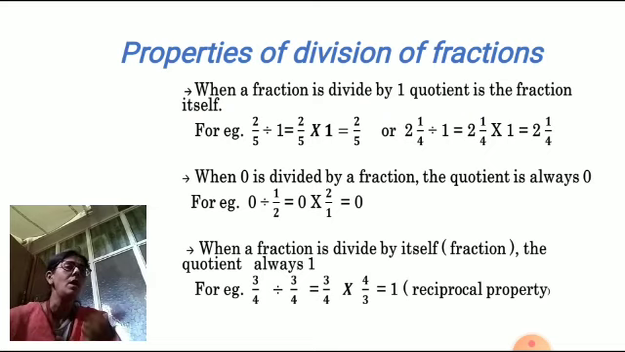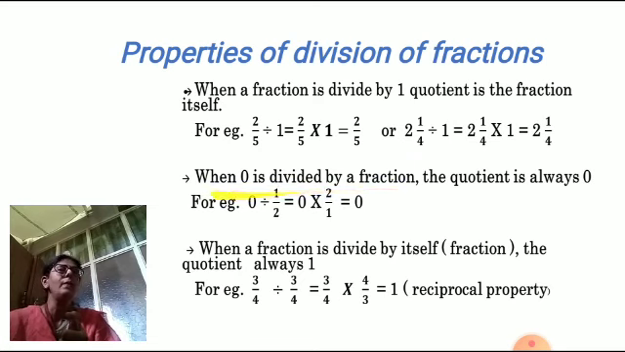We check with another number. That is a mixed number, 2 integer 1 upon 4. Right, children? 2 integer 1 upon 4 divided by 1. So the reciprocal of 1 is 1. That means 2 integer 1 upon 4 multiply by 1 is equal to 2 integer 1 upon 4. Now we will check with another property.